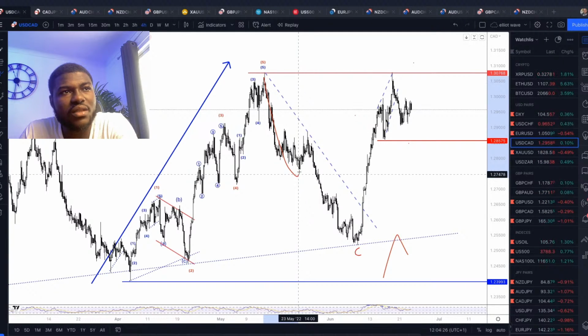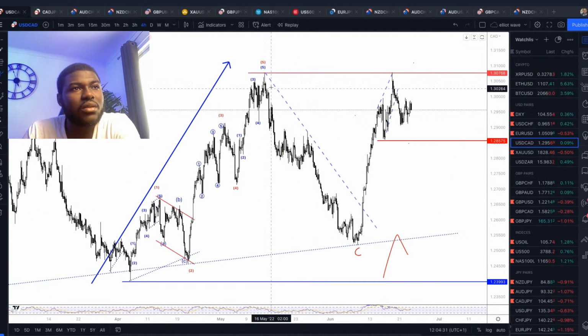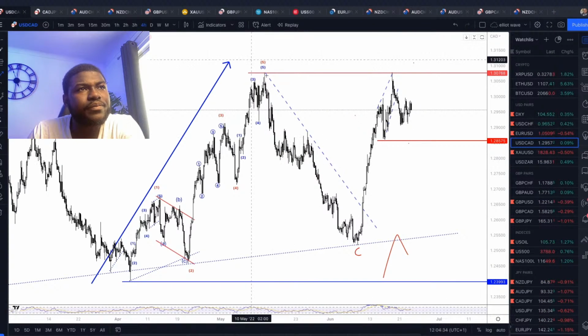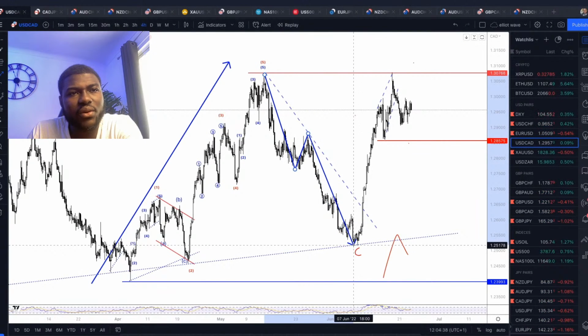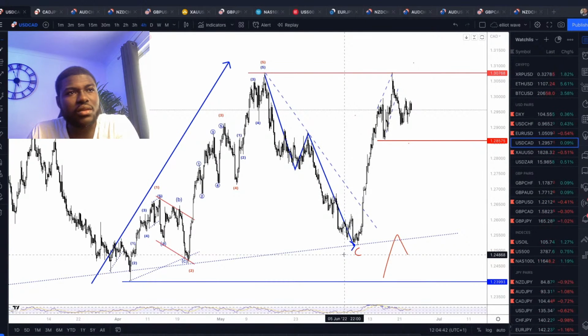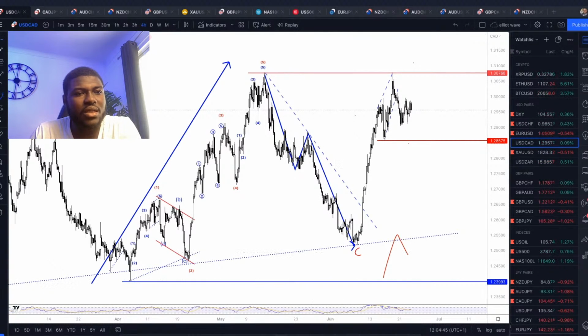zigzag. First leg of zigzag, second leg of zigzag, and this is a third leg of zigzag. So that's the correction. So we can now label that correction as our ABC if you want.